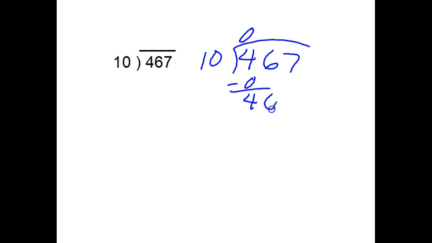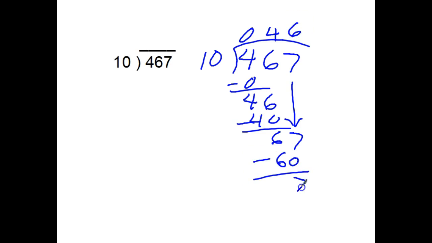Try out a little bit bigger problem. 467 divided by 10. How many 10s in 4? That would be 0. 10s in 46: 10, 20, 30, 40. 4 of them. Subtract, I got a 6. Bring down my 7. How many 10s in 67? That would be 6, which is 60. 46, remainder 7.